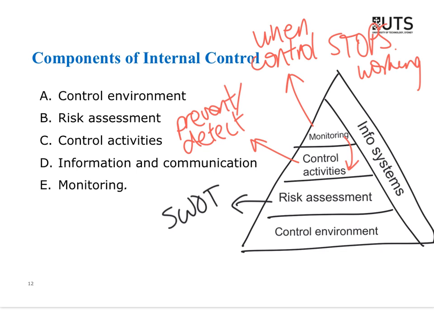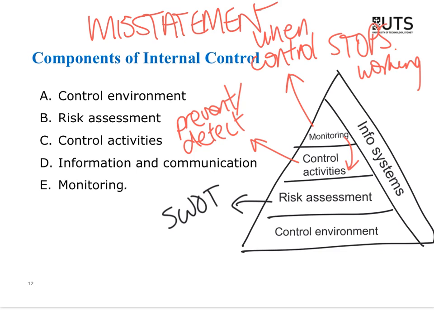So I want to be notified when controls stop working, because when they stop working, that is when a misstatement is more likely. All right? So that's when a control breaks down, that's a time where fraud or error could occur.